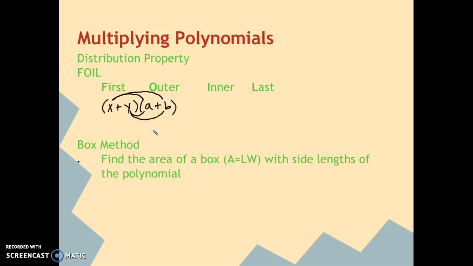The box method, we're finding the area of a box. So to find the area of a box or a square, you do length times width. So you're going to make your box, and if it's a binomial times a binomial, that's two terms each, so it's going to be a 2 by 2 box. And you're going to put your binomials across the top and the side. So for this one, we have x and y, a and b. Then you would multiply to find the area of each square. It's weird without actual numbers, so we'll look at examples in a minute. But both of these methods work for any polynomial multiplication that you do.